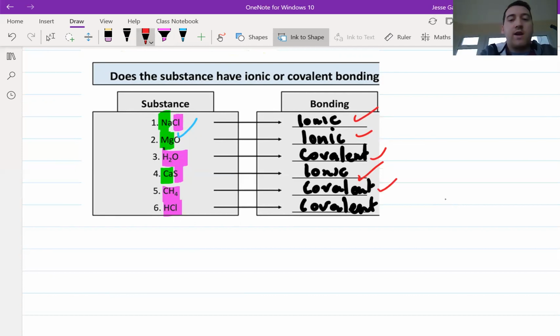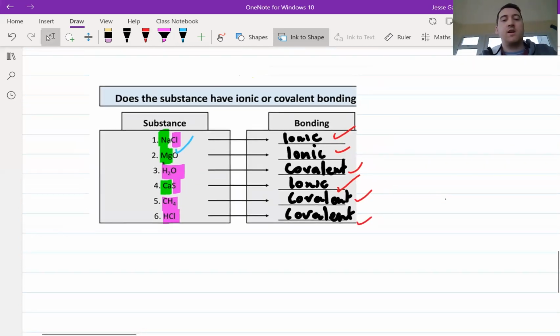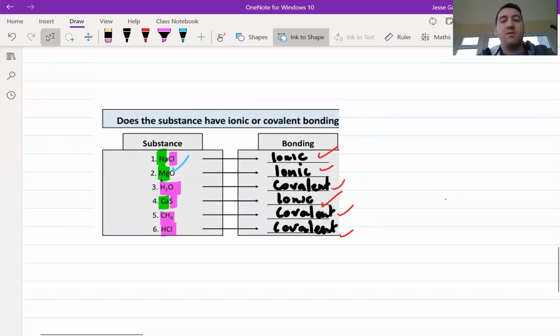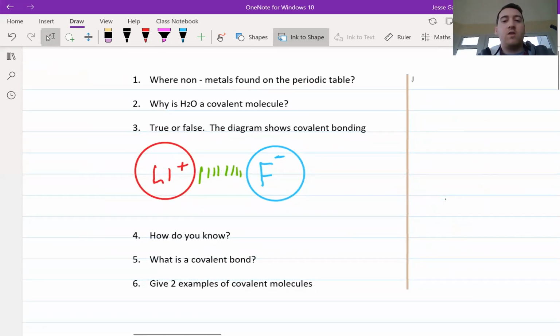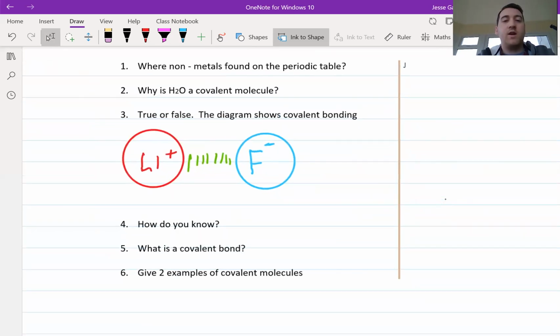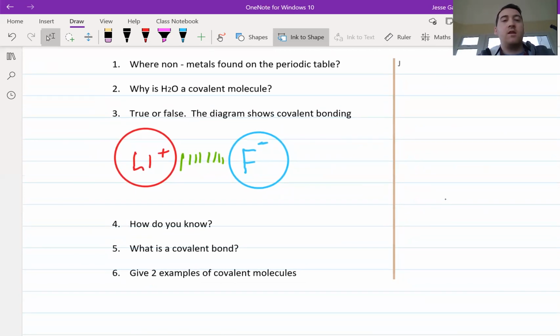If you got 100% right on those, well done. That means that you have mastered the idea that covalent is between non-metals only and ionic is between a metal and a non-metal. A few more questions for you to have a go at now. What I want you to do is pause the video and answer these questions. Please do that now. All right, so you should only be playing the video if you have finished these.